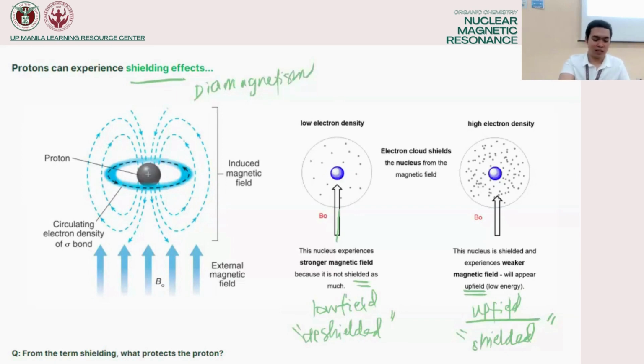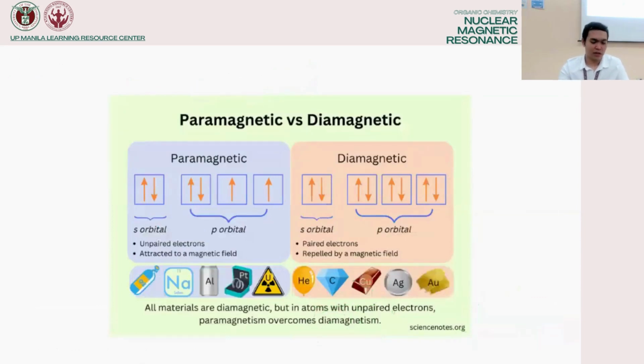So what's the difference between para and diamagnetism? Review also. The difference is with orbitals, in chemistry. Here you have orbitals with unpaired electrons, so they attract the magnetic field. So the field can enter along the nucleus. But if it's diamagnetic, it repels the magnetic field.